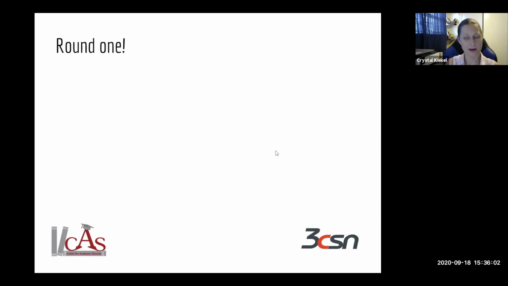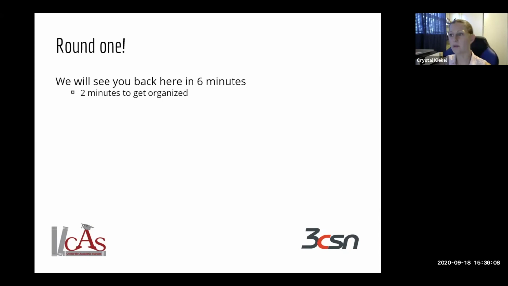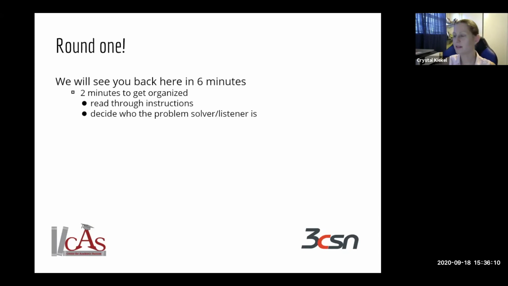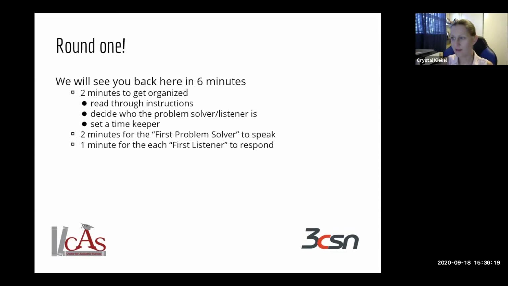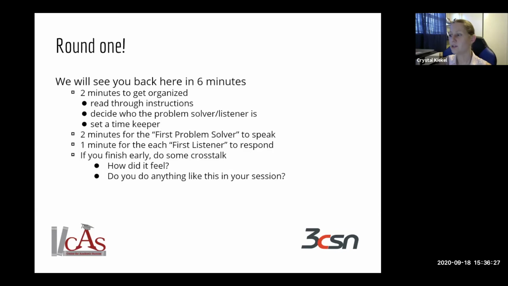So again, to summarize, in round one, you're going to spend a couple of minutes to get organized. You're going to read through the instructions, decide who the first problem solver is and who the first listeners are going to be, set a timekeeper. The first problem solver gets 2 minutes, and then each listener gets 1 minute to respond. If you finish early, you can go ahead and do some crosstalk, talk about how did it feel, did you like anything, or do you use something like this in your session, or how would you use it? Any questions on the task? All right, in that case, I'm gonna open the same rooms back up, and I'll see you back here in 6 minutes for a debrief, okay?